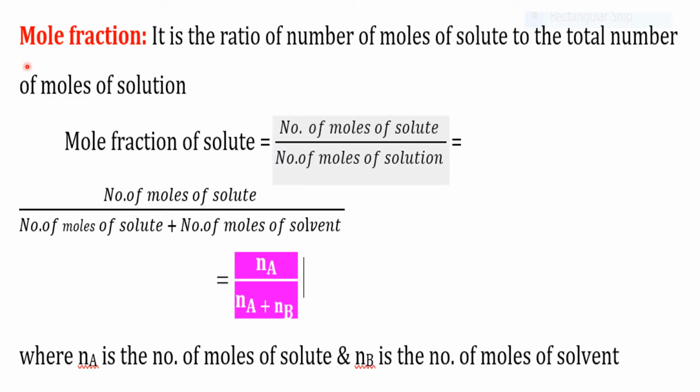Mole fraction of solute is the number of moles of solute to the total number of moles of solution. So mole fraction equals the number of moles of solute by the number of moles of solution, and the solution has solute plus solvent. Therefore, it is the number of moles of solute by the number of moles of solute plus the number of moles of solvent. If we take Na as the number of moles of solute and Nb as the number of moles of solvent, then the mole fraction of solute equals Na by Na plus Nb. We can also find the mole fraction of solvent, that is Nb by Na plus Nb.